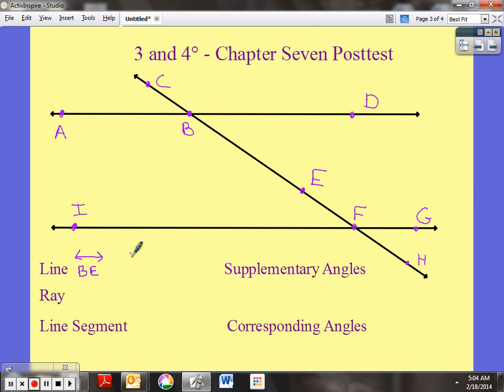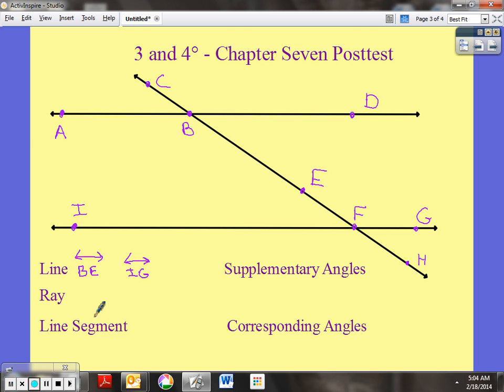Another line could possibly be, look down here, line IG. There's another line, line IG. Again, make sure that you're using the correct notation when identifying a line. Now, there are many more lines on this.